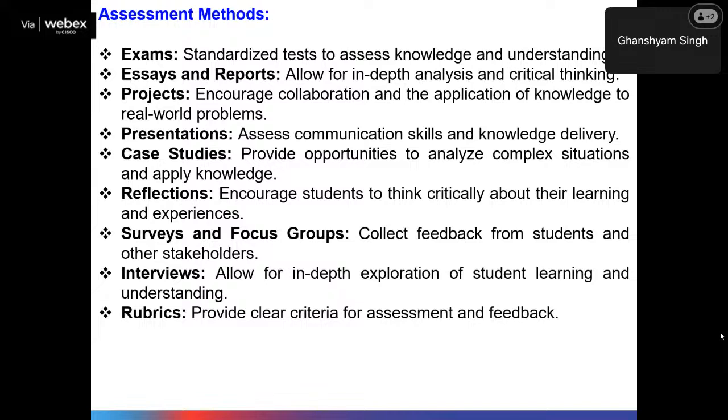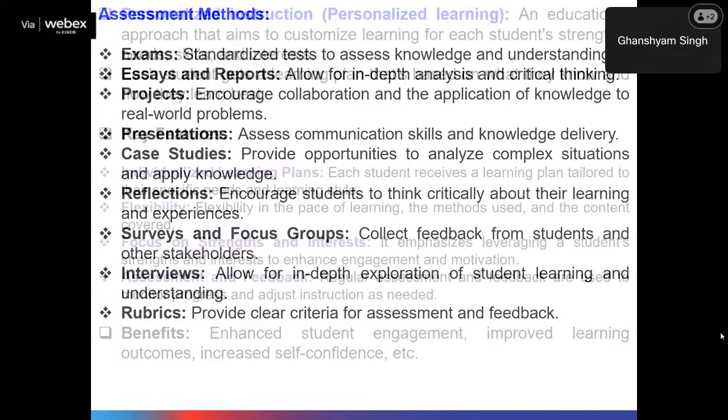Rubrics can also be another assessment method, where we can provide clear criteria for assessment and feedback. In general, these are the very general practices which most universities are focusing on. The only thing is that whenever we go for these practices, we must ensure that we are doing everything sincerely, and student participation must also be sincere.